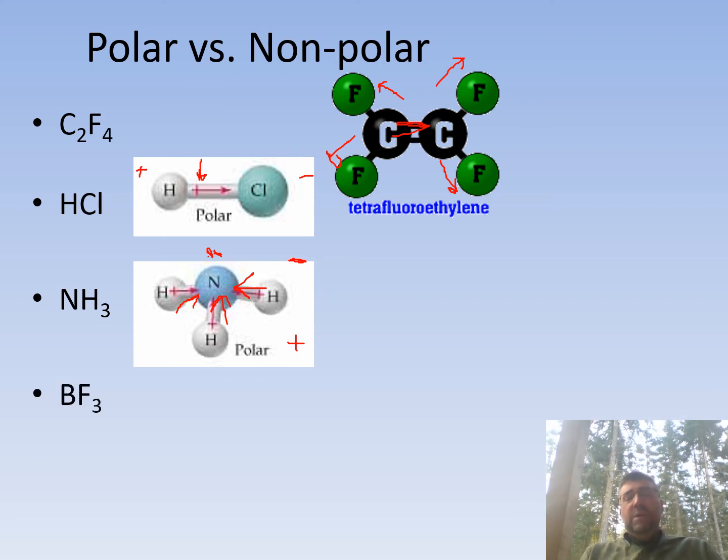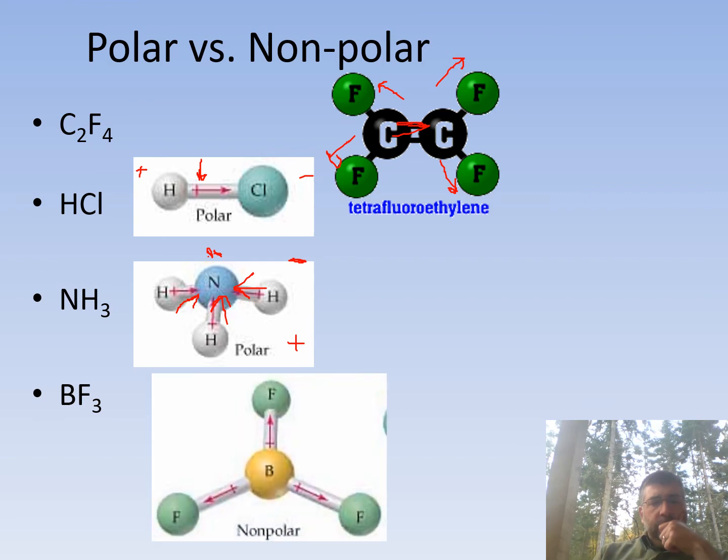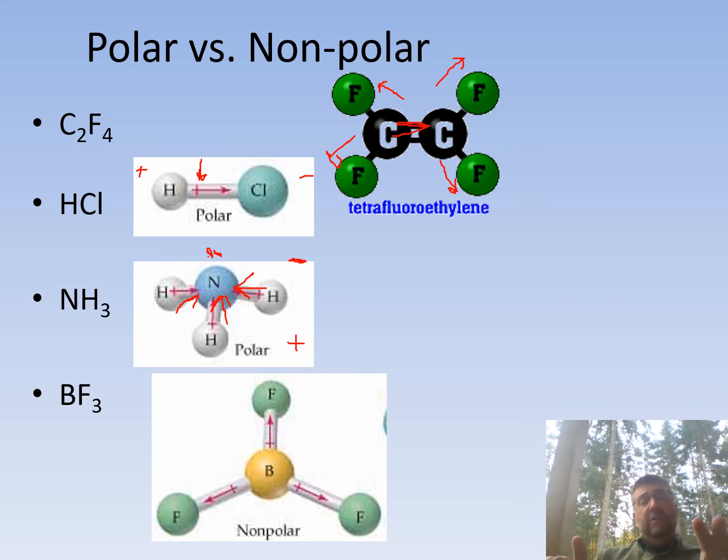All right, let's try BF3. Again, pause the video, draw it, take a look at the bonds, determine if it's polar or nonpolar. Okay, we're back. Let's take a look. Here, all 3 bonds, again, are polar. They're going out toward the fluorines, but because it is symmetrical in all directions, this is a nonpolar molecule.